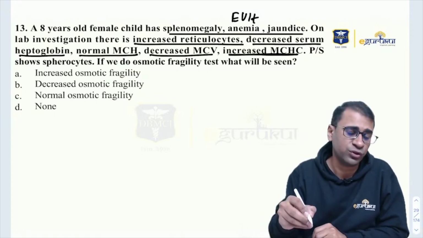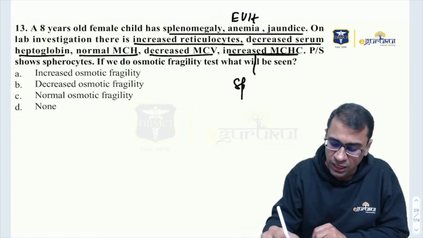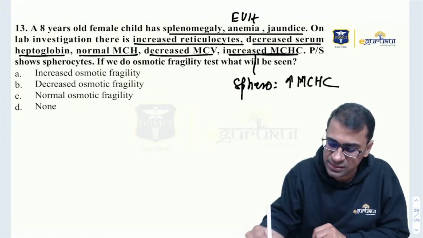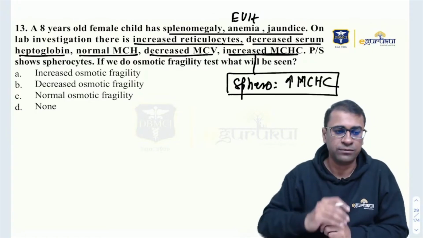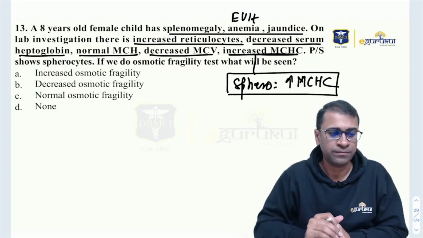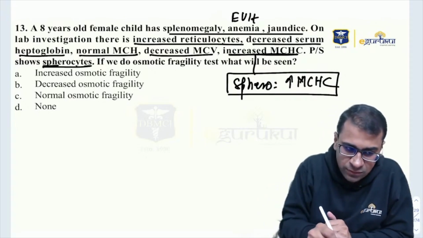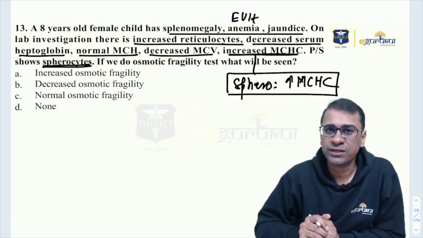So one thing to show spherocytes: remember, a spherocyte is a case where you get an increase in MCHC. This can again be a question. Peripheral smear shows spherocytes.